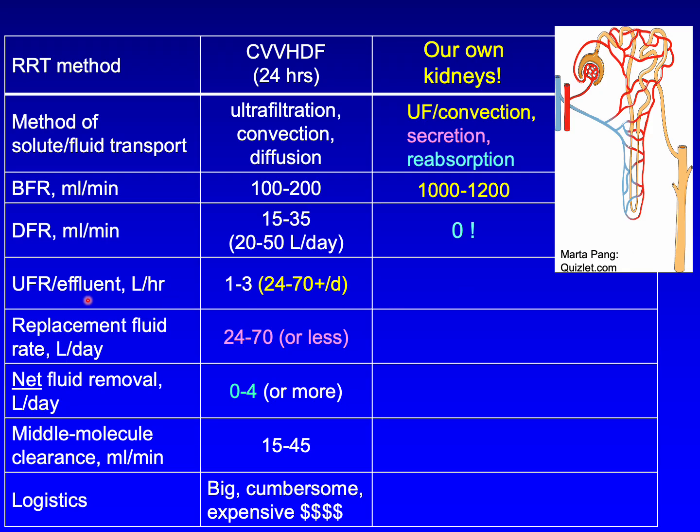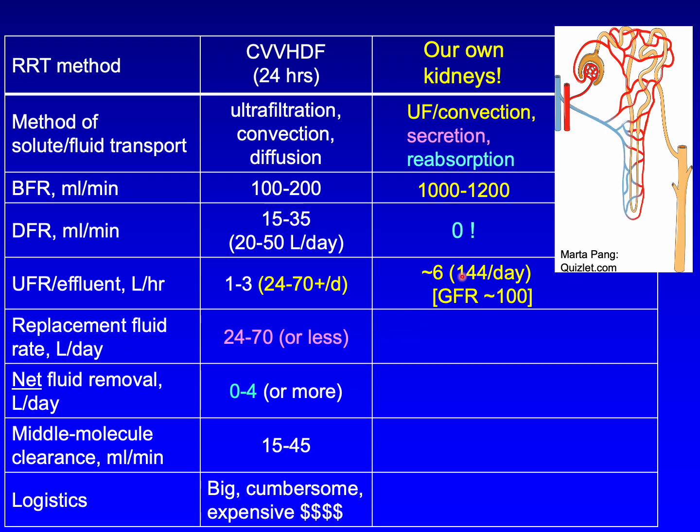With CVVHDF, the principle is to remove large amounts of toxic uremic plasma by ultrafiltration, usually at a rate of 1 to 3 liters per hour or 24 to 70 liters per day, and then to replace it with toxin-free fluid at almost the same volume, around 24 to 70 liters per day. Our own kidneys, by comparison, ultrafilter at a rate of about 6 liters per hour or 144 liters per day. That's for a GFR of 100 mLs per minute.